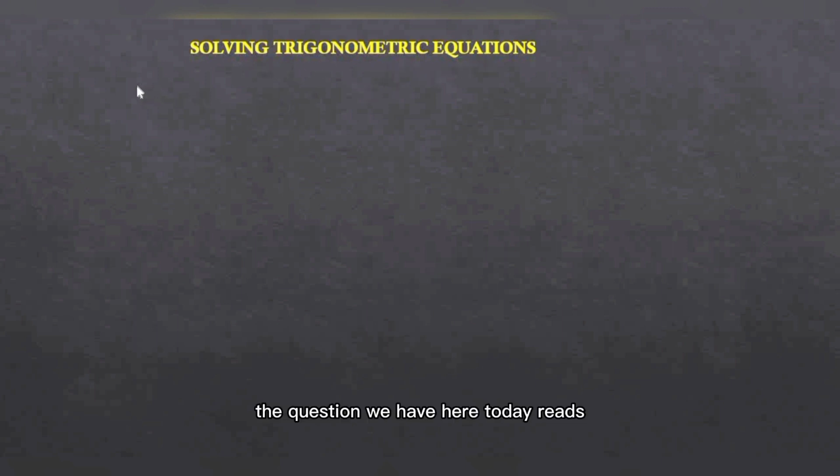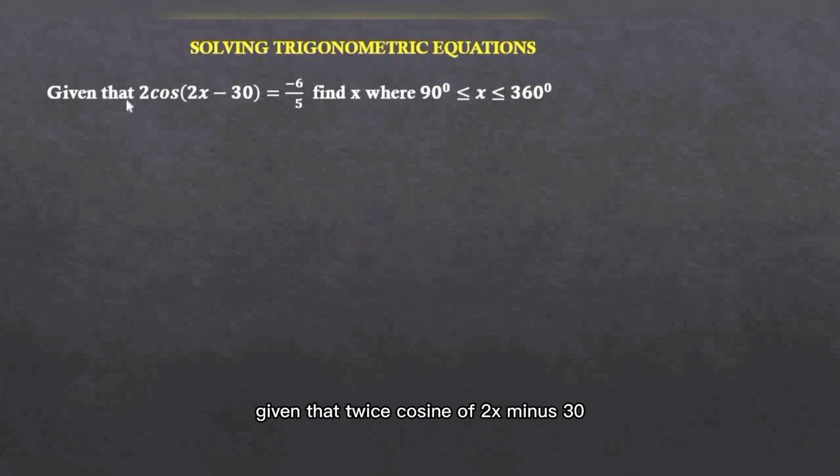So the question we have here today reads: given that twice cosine of 2x minus 30 is negative 6 over 5, find x where the values of x range between 90 degrees and 360 degrees.